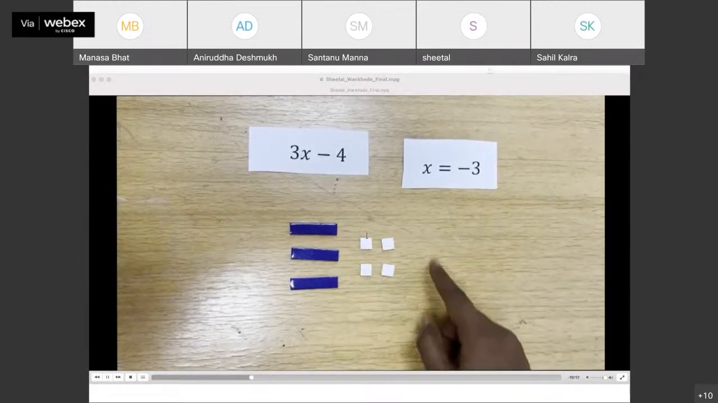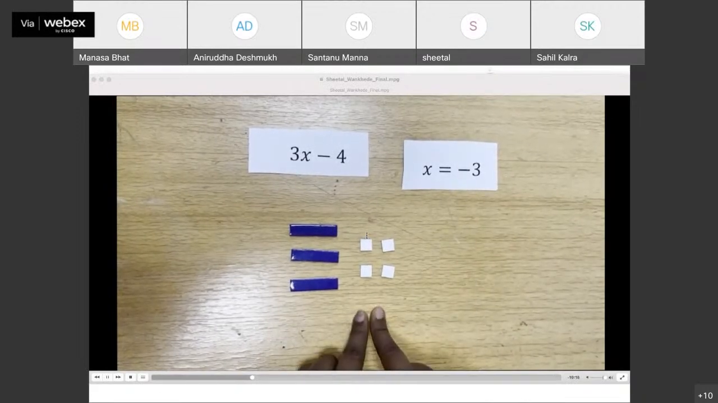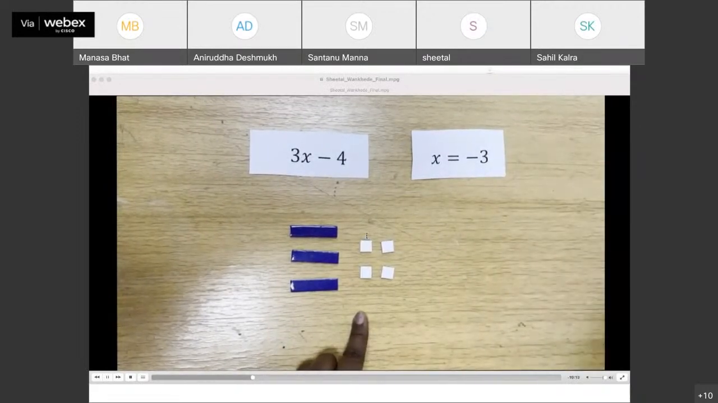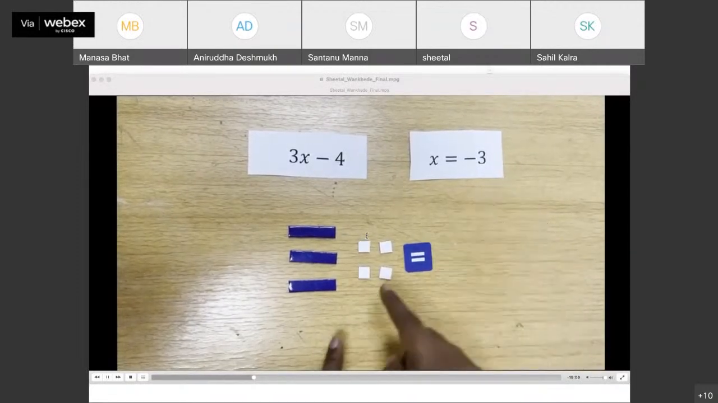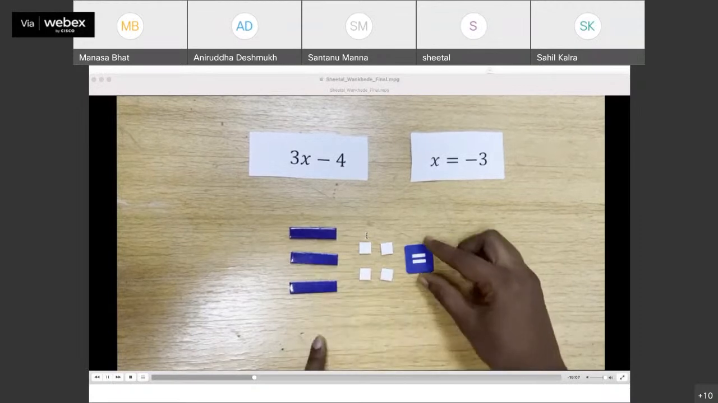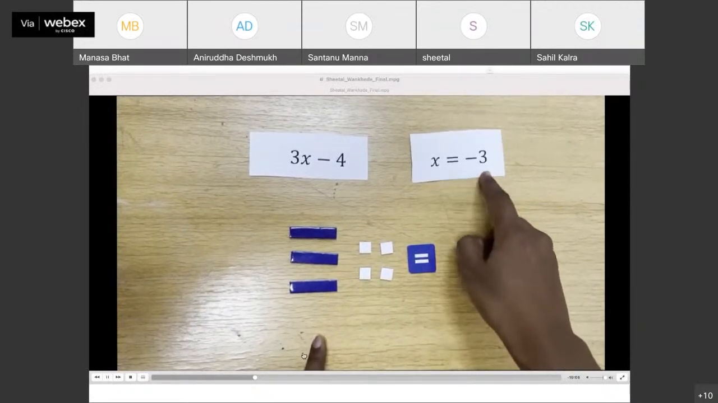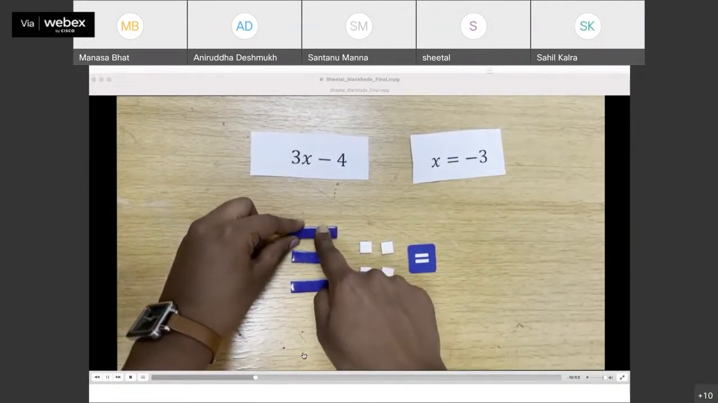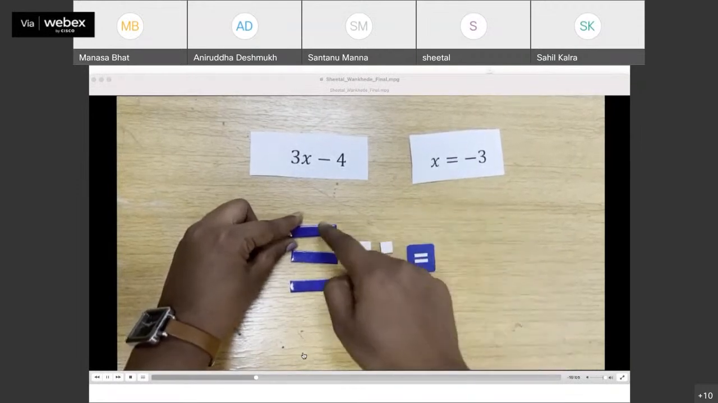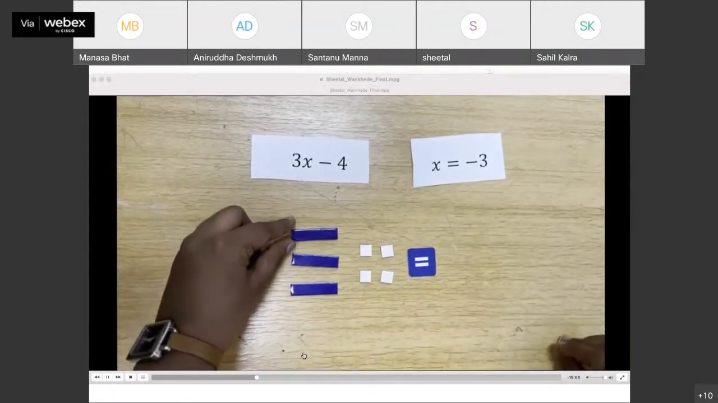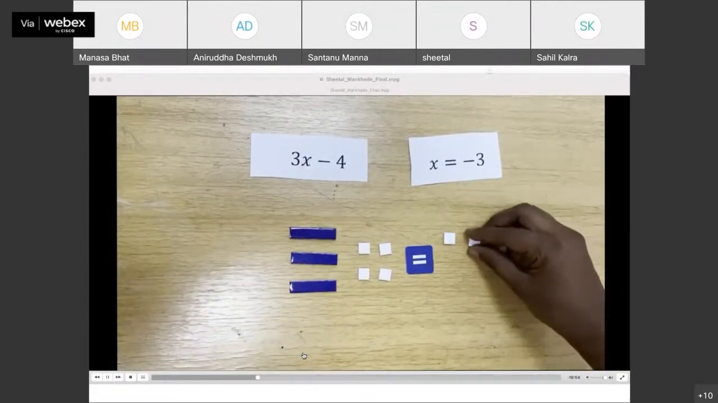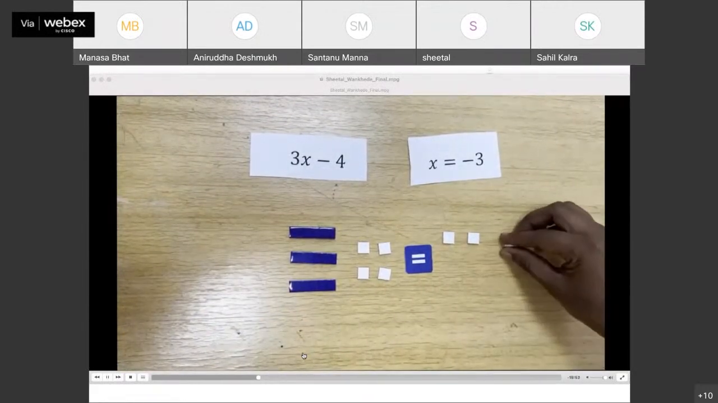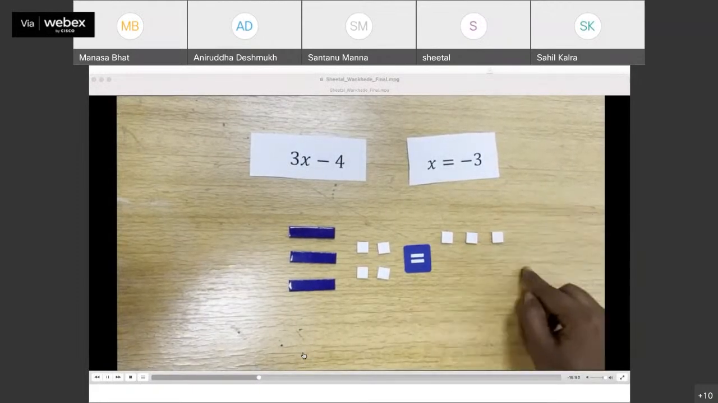Now this makes your expression 3x minus 4. So on substituting this value x equal to minus 3, what will be the value of this expression we need to find. So your x is minus 3. So instead of x, we need to substitute x equal to minus 3. So that means instead of these tiles, we are going to use this minus 1, minus 1, minus 1. So that makes your minus 3.